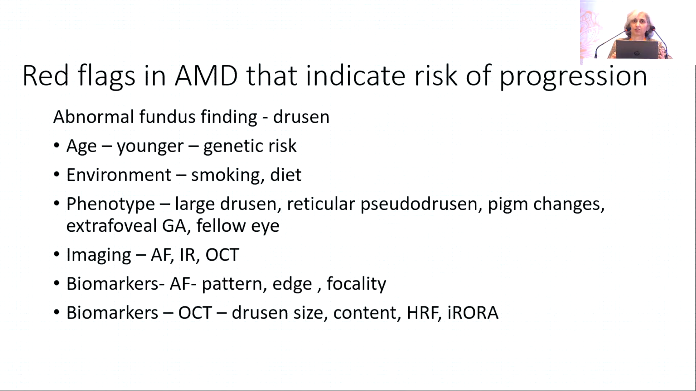these are the red flags if you see a patient with drusen. If the patient is younger, possibly carries a genetic risk factor, so the risks are higher. Environment like diet and smoking is easily adjustable. There are certain phenotypes like large drusen, reticular drusen, extrafoveal GA and GA in the fellow eye, which are at high risk. Use various imaging modalities to identify and monitor these patients. Look at biomarkers like the pattern of AF changes, the edge and the focality, and also OCT and drusen size.